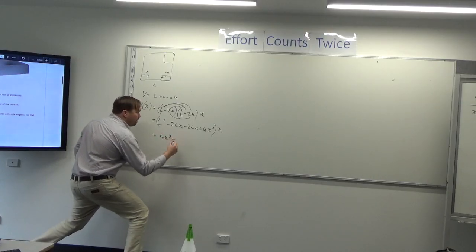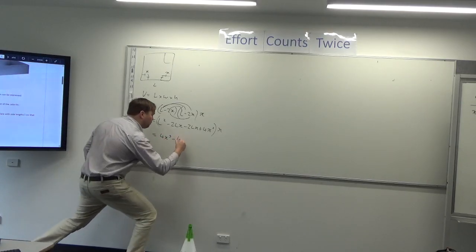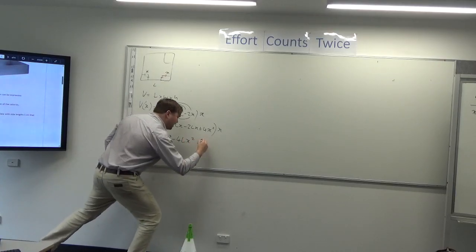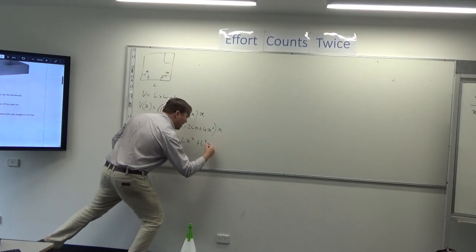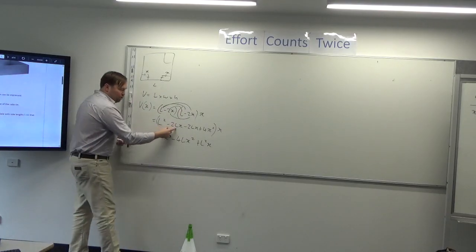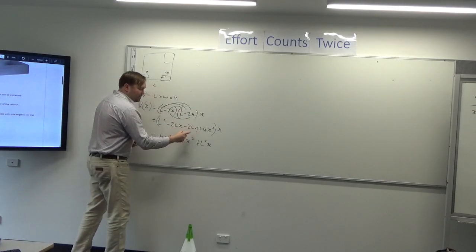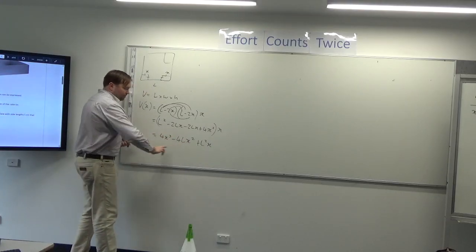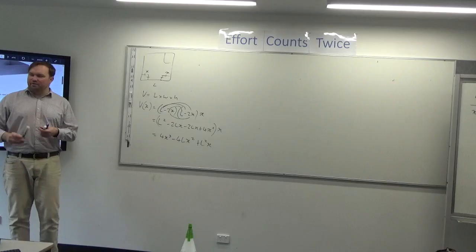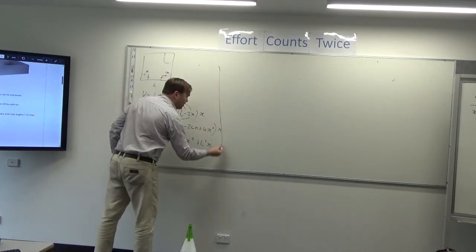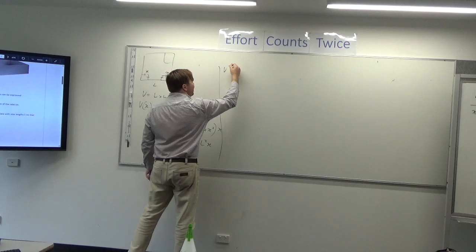4x cubed minus 4Lx squared plus L squared x. So it's important to note that I can take 2Lx and take 2Lx, and let's take 4Lx. Fairly happy that we got there? Cool. Now we're going to differentiate. So we're looking for v dash x.